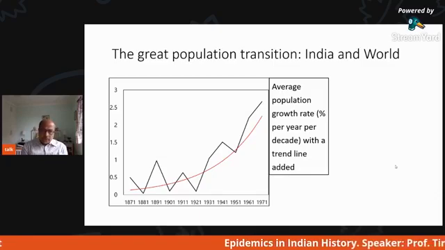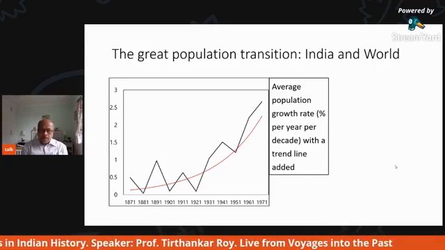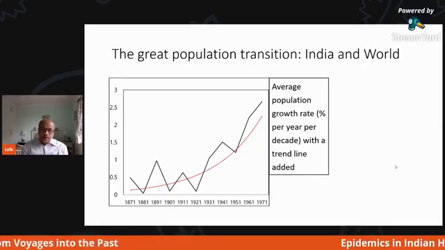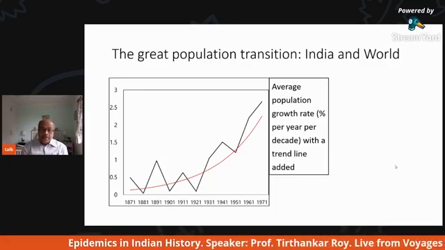What was happening before that? You'll observe from the black line that it rose in some decades to around 1%, but then there was again a very sharp drop. And the drop happened because of famines, because of epidemics that had some connection with famines.